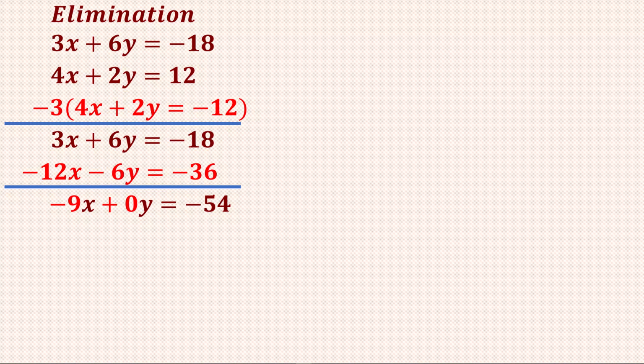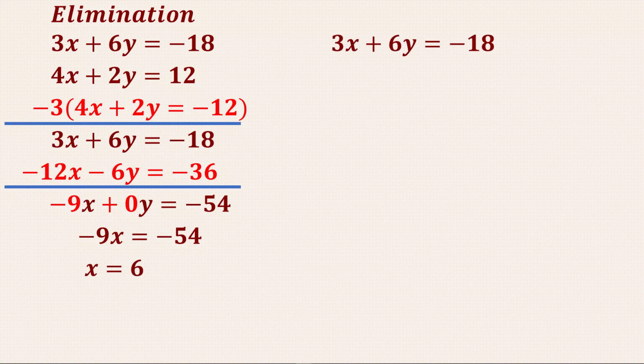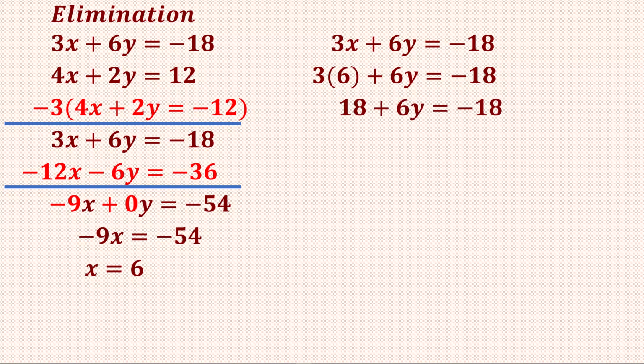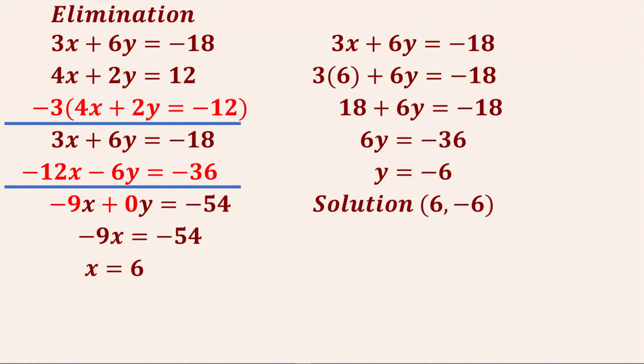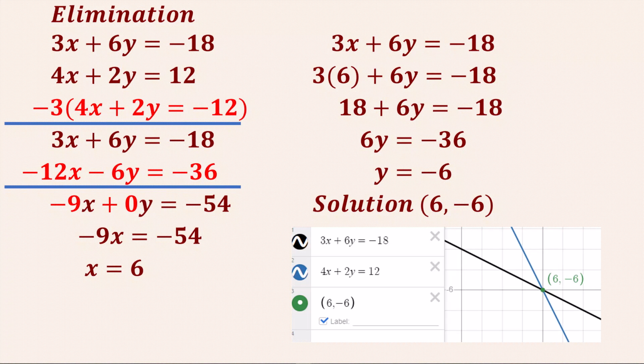Combined with the other equation, it creates a new equation without the y term, which we can solve for x, which is 6. Substituting that value for x and solving for y results in the value negative 6. The solution point being 6, negative 6, as you can see confirmed by the graph.